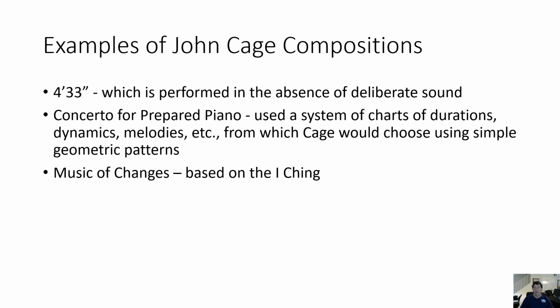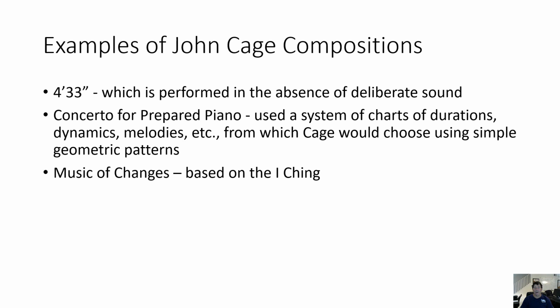So some examples of John Cage compositions. His most famous one is called 4 minutes 33 seconds. So this is performed, there's no actual music that's played. The performer actually goes out to a piano, sits down for 4 minutes and 33 seconds, and whatever sound you hear during that time is the composition.